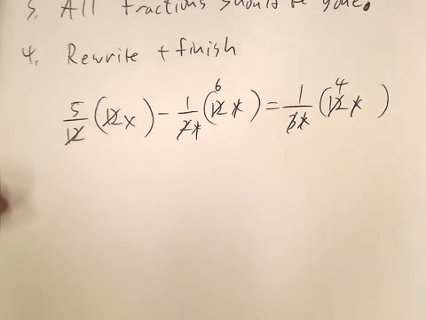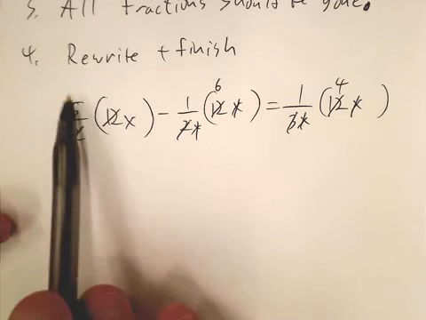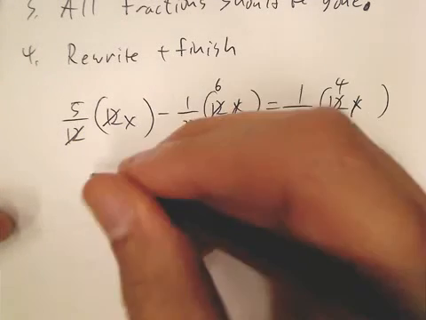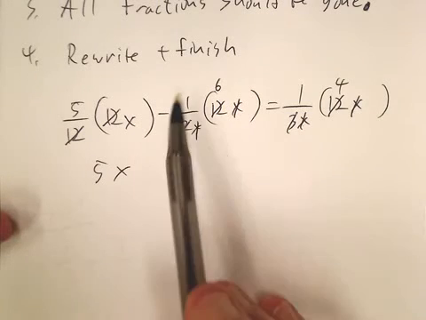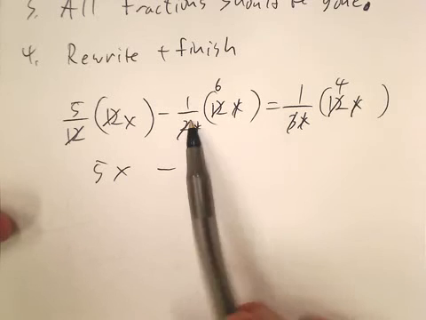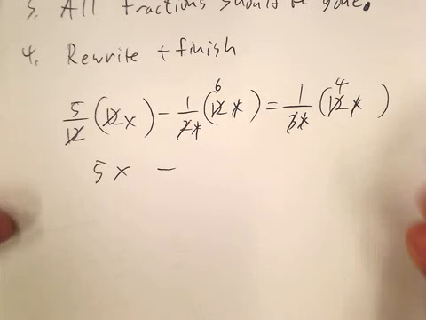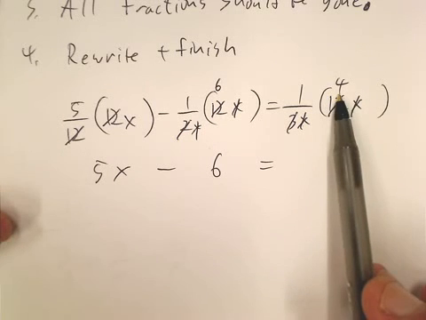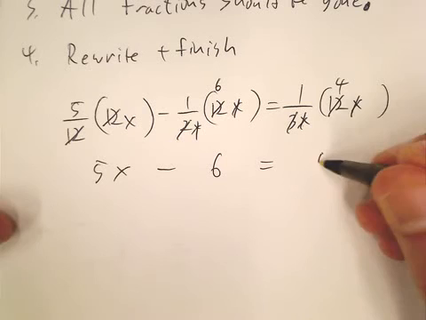I'm going to rewrite my equation and finish. So what's left here in the first term? That's going to be 5x. What's left here in the second term? Let me not forget that minus sign. Well, looks like everything's gone, but that 6 there is hanging out. And a lot of action over here as well. And it looks like I'm just left with a 4 there.